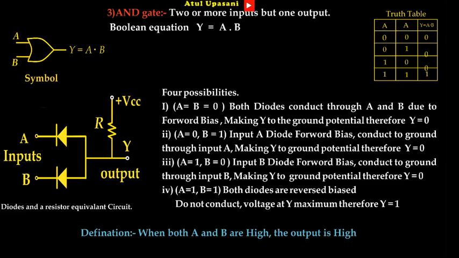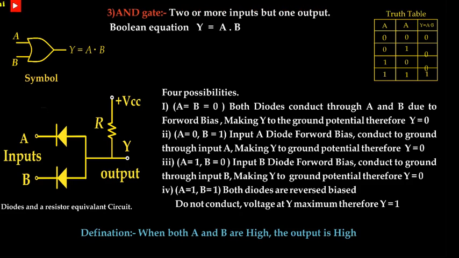Now the third gate is the AND gate. It also has two or more inputs but only one output. If A and B are the variables used as the inputs, the output is given by the Boolean equation Y equal to A dot B. So here the AND gate is used for multiplication of binary inputs. The logic circuit of the AND gate can be constructed using two diodes and a resistor as shown in the figure.